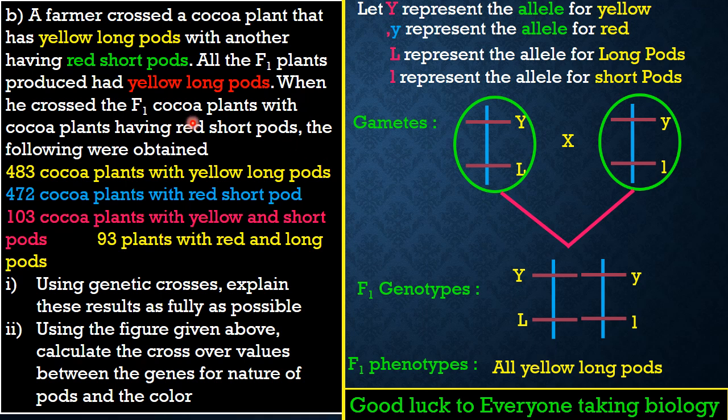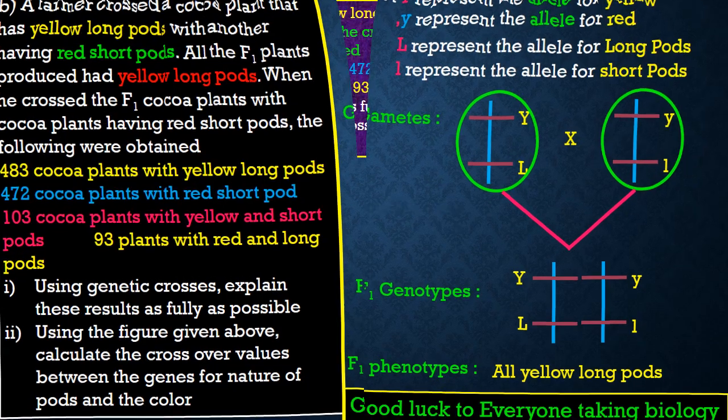Okay. So now, guys, we have simply proven what the first part was saying. Let's now look at the next part. The next part is saying that all the F1 plants produce yellow long pods. Good. Then they're saying that when he crossed the F1 cocoa plants with cocoa plants having red short pods, the following were obtained. Okay, so we need to cross this F1 with cocoa plants that have red short pods. Okay, let's go now, friends, to the next slide and see what happens. Let's go.